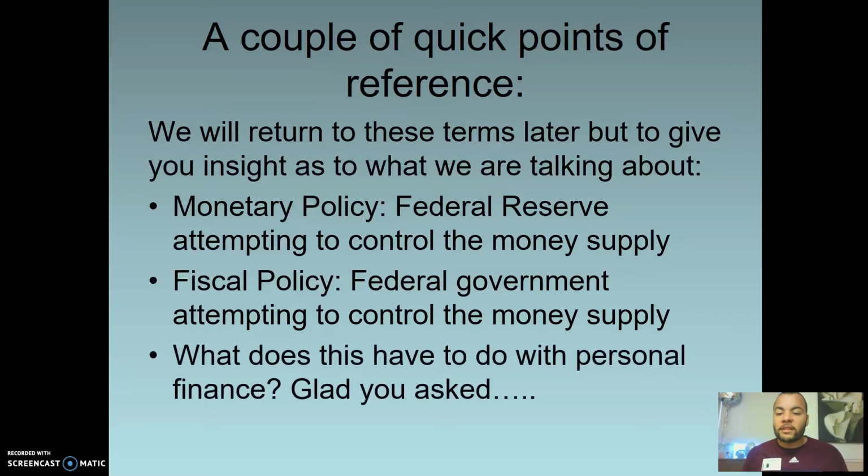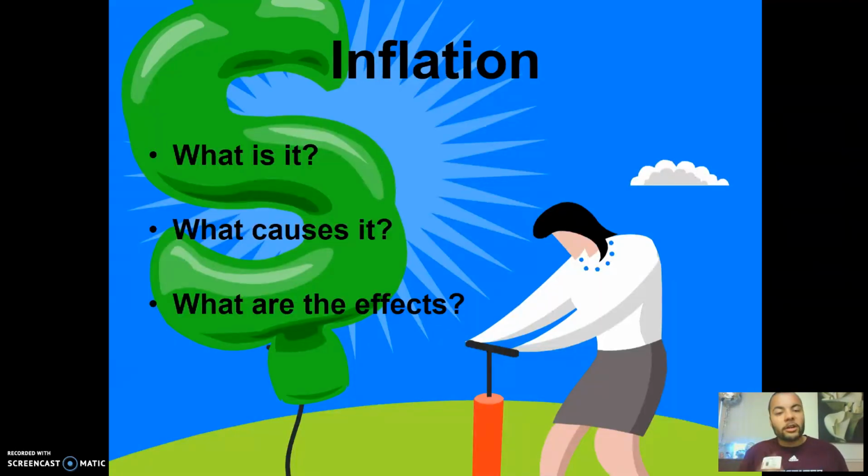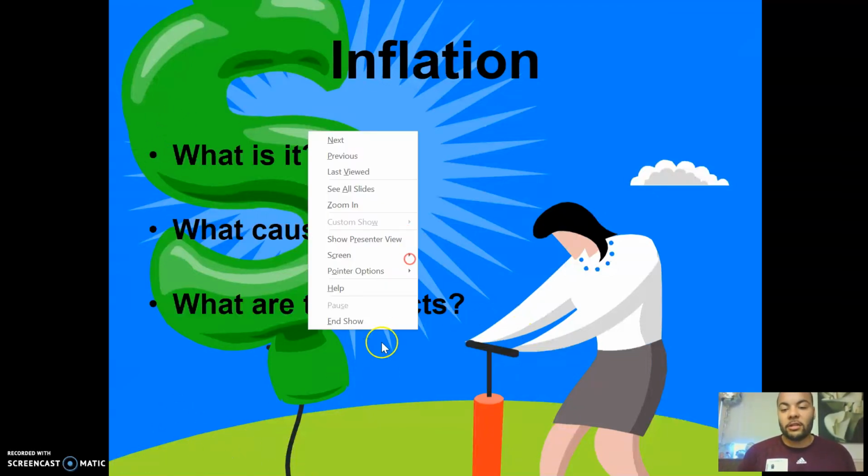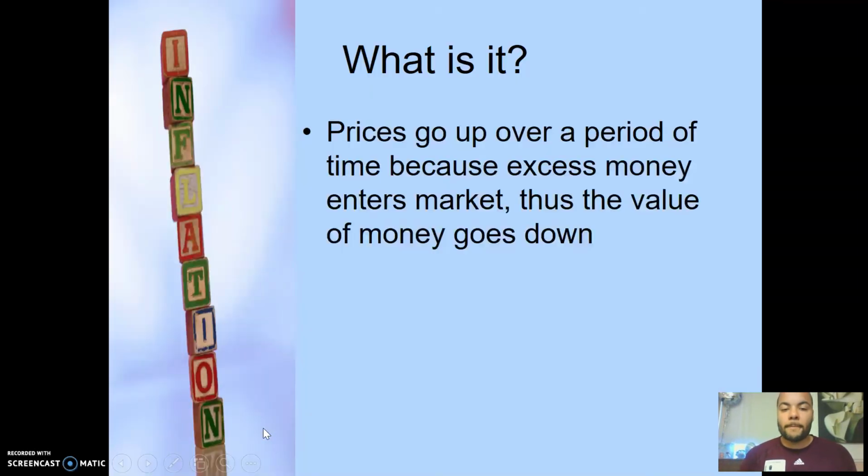All right, so what does this have to do with personal finance? Well, I am glad you asked. There's a thing called inflation. The three points I'm going to touch on are what is inflation, what causes it, and what are the effects. As you see down here, the dollar sign is literally being inflated. So what is it? Basically, the value of a dollar goes down over time. This is due to excess money entering the market, thus the value of money going down.